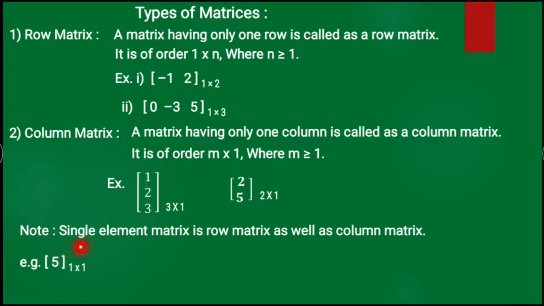So see the note here: a single element matrix is a row matrix as well as a column matrix. Now here we consider one example in which we consider only one element in that matrix. So the order of this matrix is 1 by 1. So this matrix is a row matrix as well as a column matrix.